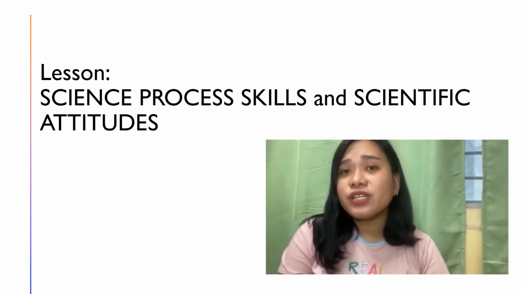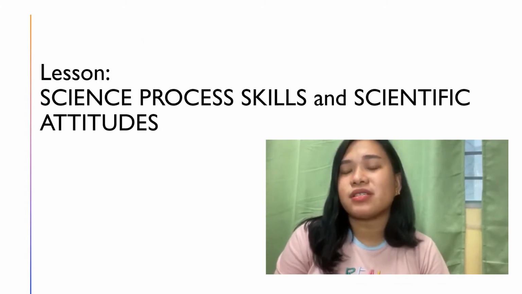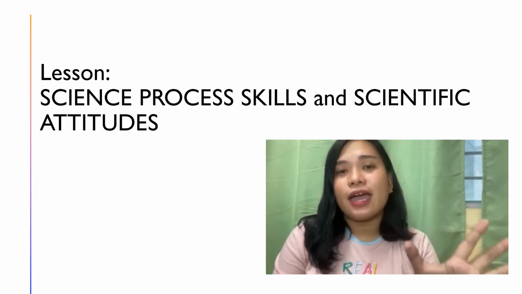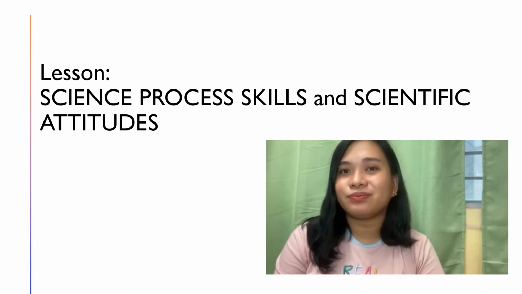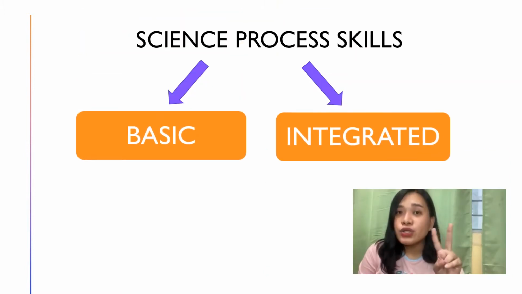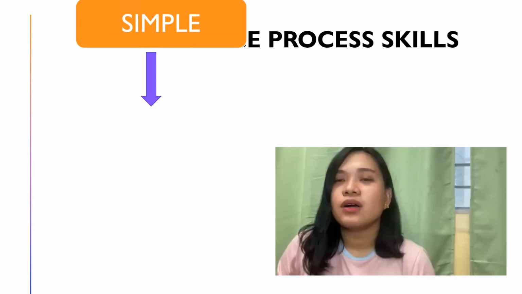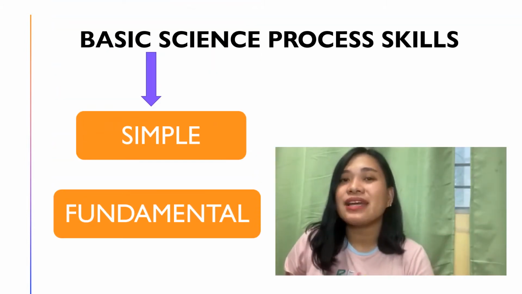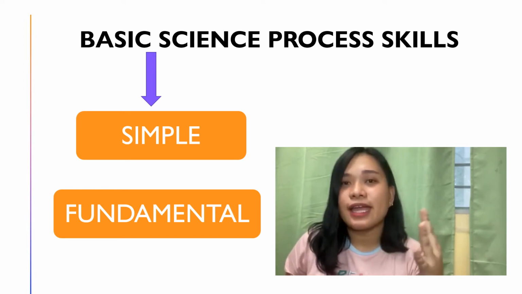So our lesson for today is about science process skills. These science process skills are needed to carry out in any experiment that we will have. There are two classifications of science process skill. One is the basic science process skill and the integrated science process skill. When we say basic science process skill, we mean these skills are simple, fundamental, or important, and it will serve as a foundation in any other process skill.